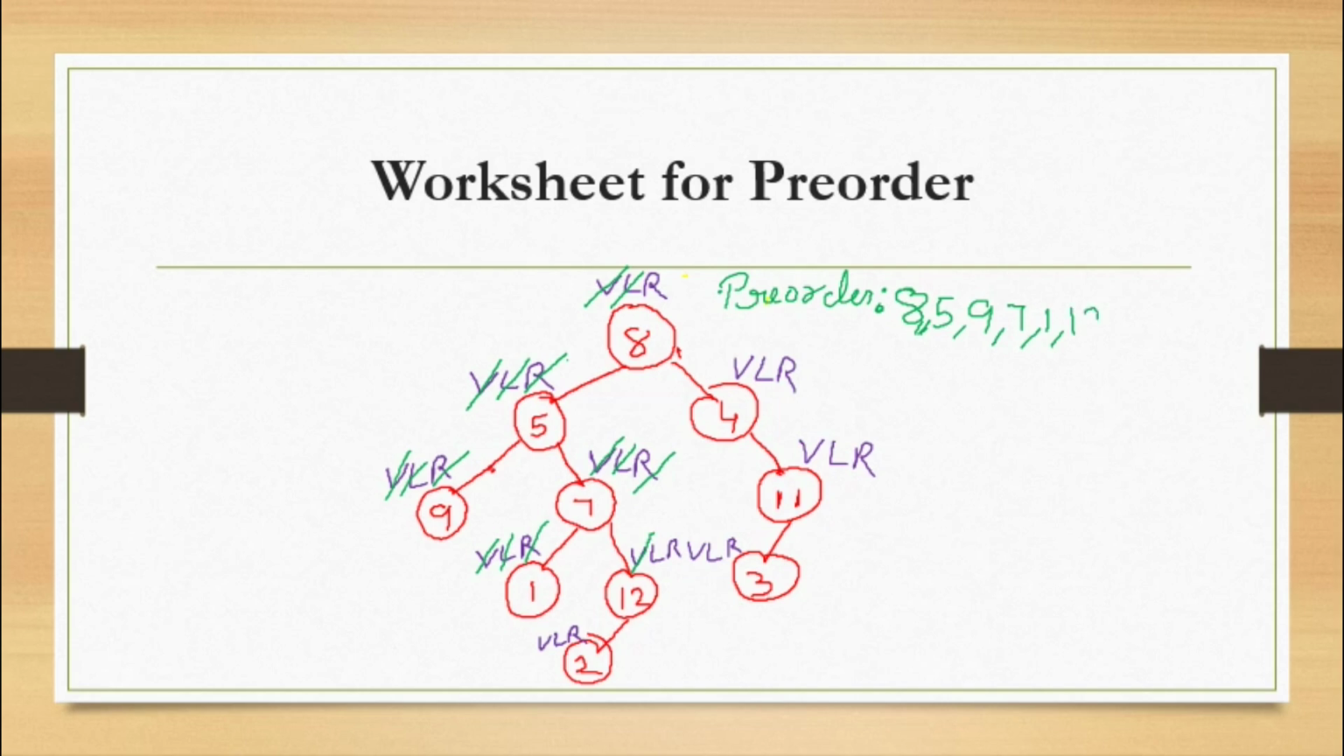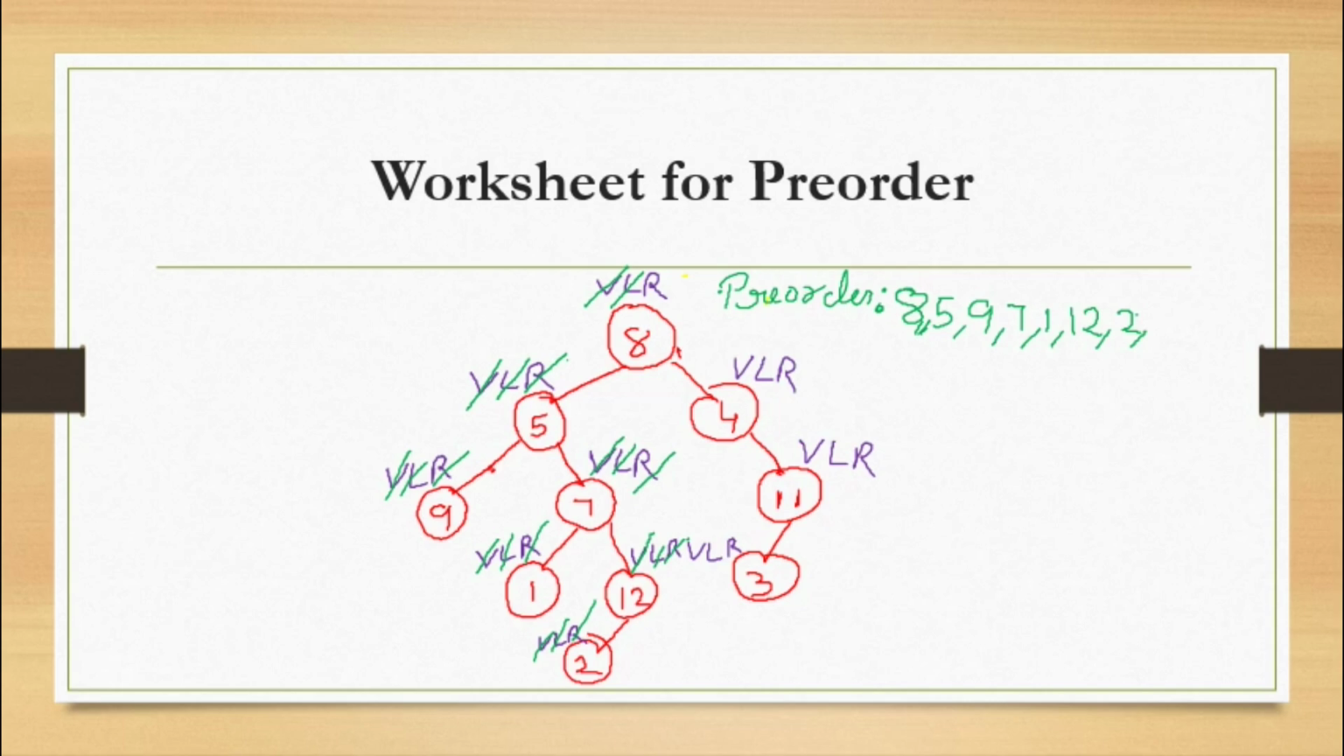12. So I'm going to the left subtree. In the left I have 2. So I'm visiting it here. When I visit, I need to write it here. Left and right I don't have anything. So again I come back, I go to the right subtree. Right also now I don't have anything. I come back to 7, I come back to 5. It's all visited. I come back to 8.